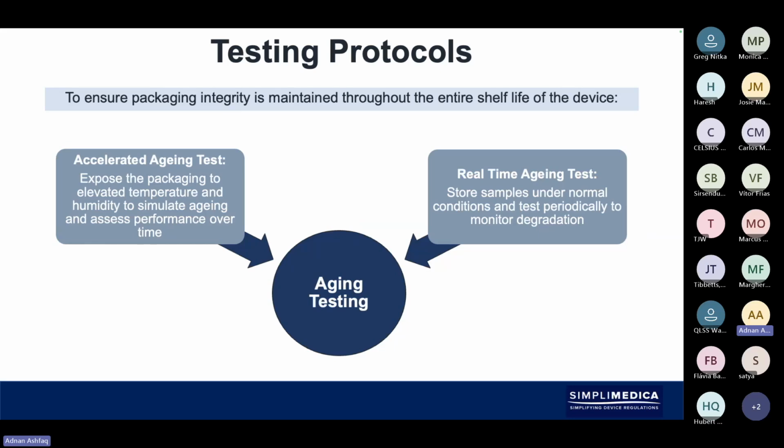So accelerated, as you may imagine, is exposing the temperature over a faster period of time. So it's simulating that time, but much faster. And then real-time, as the term suggests, is in real time. So if it's 24 months, 2 years, then you've got to store the samples in normal conditions over 24 months and test it periodically for degradation.